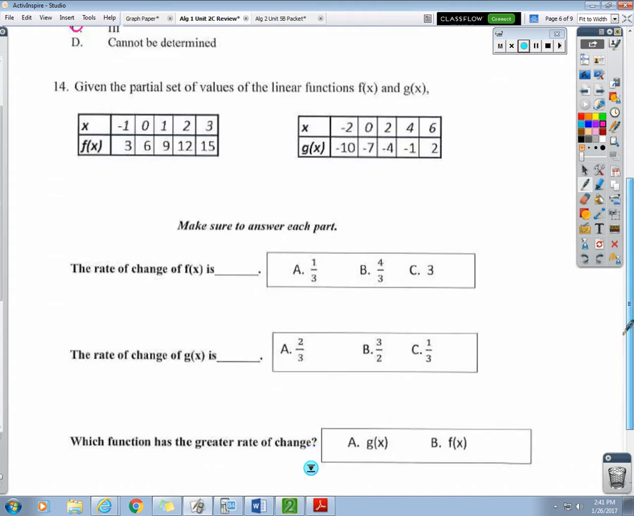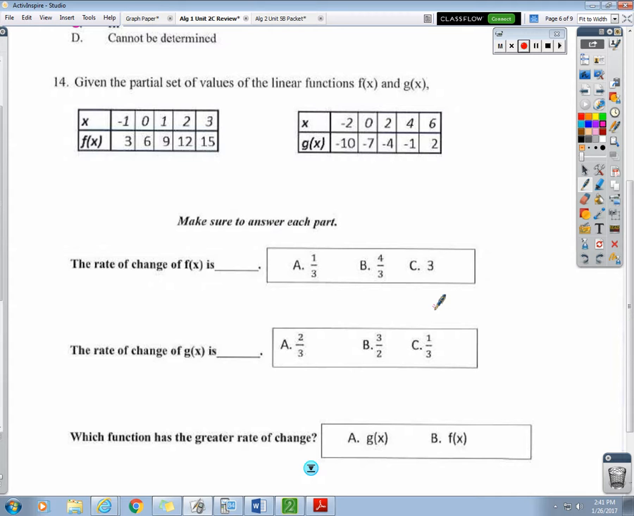Number 14. Given the partial set of values of the linear functions f of x and g of x, you're going to find the rate of change for each and then compare them. Rate of change is the same thing as slope. So we're going to have to use the slope formula. You're going to have to use that formula a lot tomorrow. Okay, to be able to use that formula, you have to have what? 2 points. You have to have 2 points to use that formula, right?